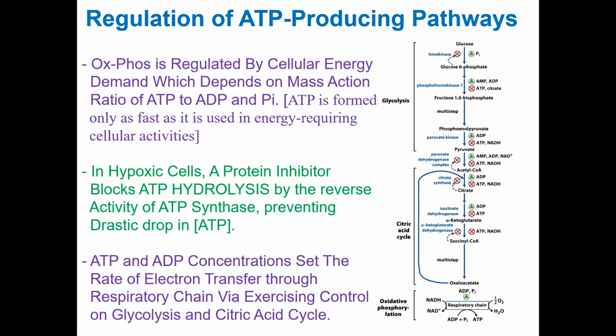And in certain types of hypoxic cells, cells that don't have molecular oxygen, we have a mechanism by which a protein inhibitor will block the ATP hydrolysis activity of ATP synthase. Remember F0, F1 ATP synthase and F0, F1 ATPase are the same family of enzymes. One will hydrolyze ATP and in the other reaction, it will synthesize.